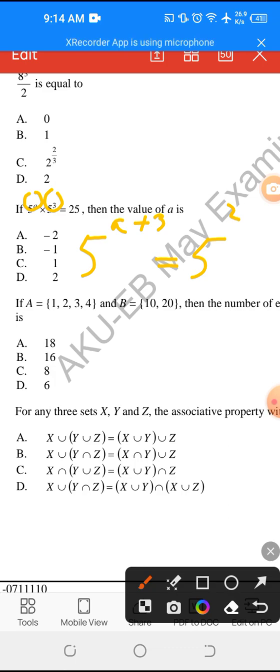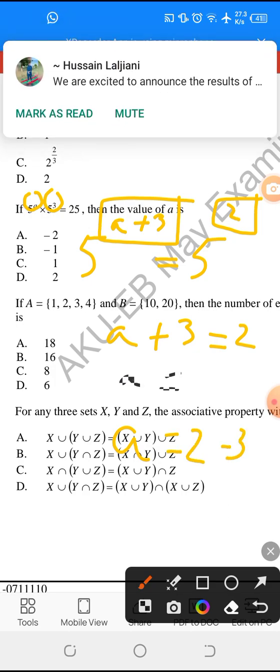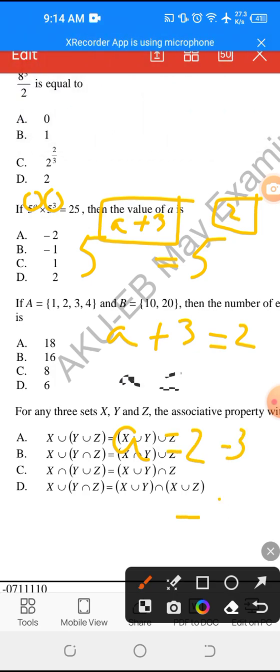to the power 2. So now on left hand side it's 5 to the power a plus 3, and on right hand side it's 5 to the power 2. Base same power equate, because there is the equals to sign. So a plus 3 equals 2. So a equals 2 minus 3. So 2 minus 3 will give you -1. So option B will be the correct one.